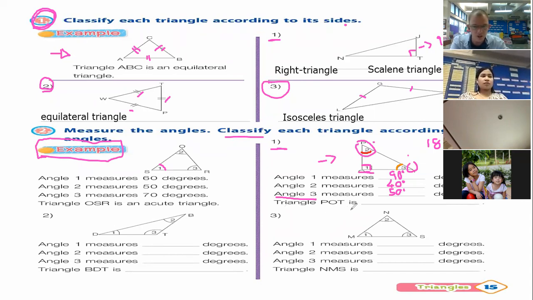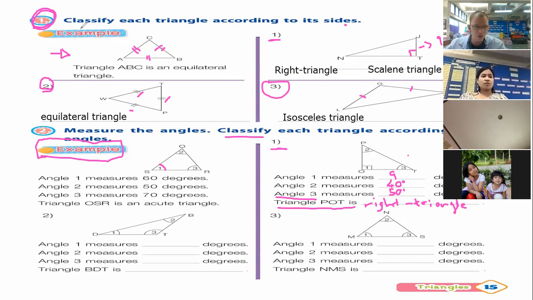So triangle POT, what is the name of this triangle if we talk about its angles? Right triangle. Excellent, good job. That is 100% correct. The right triangle. Very good.